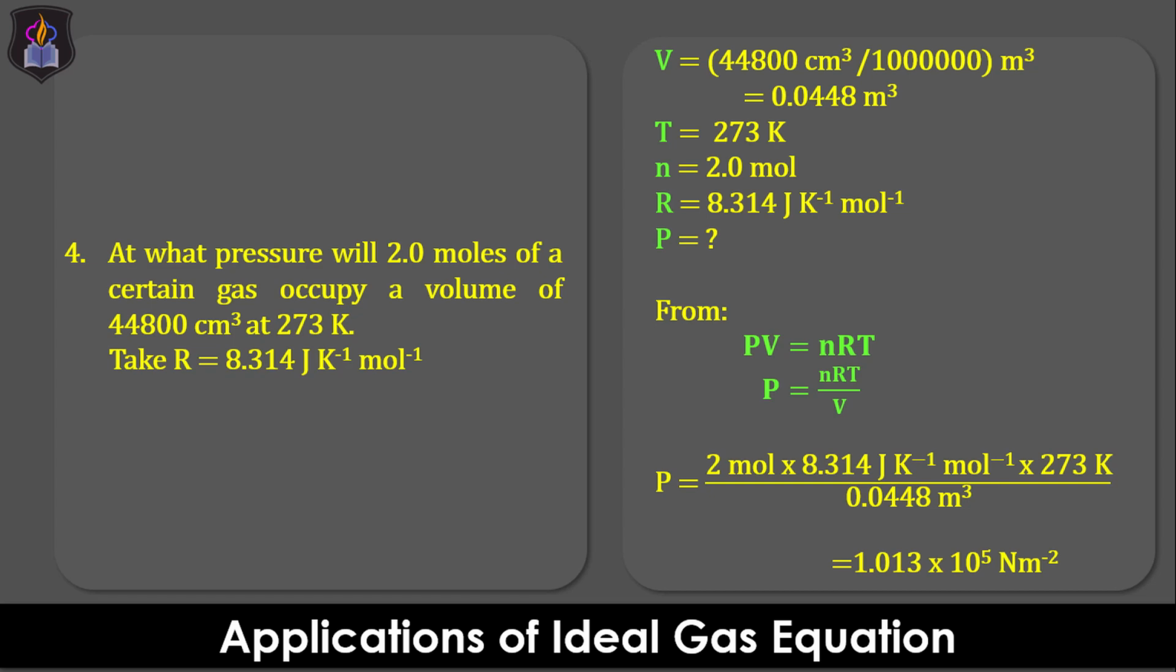Do you observe that the pressure we just calculated is the standard pressure? This makes sense because the volume of 44,800 cm³ or 44.8 dm³ is the volume that will be occupied by 2 moles of a gas at STP, given that 273 Kelvin is the standard temperature.